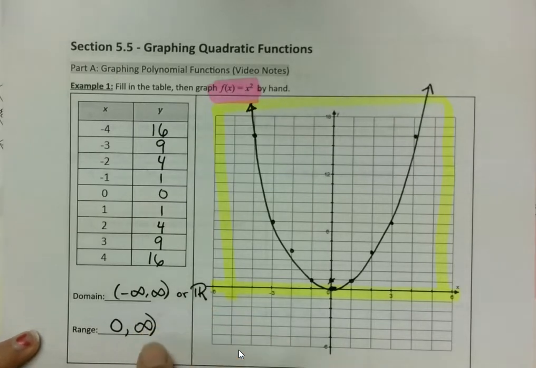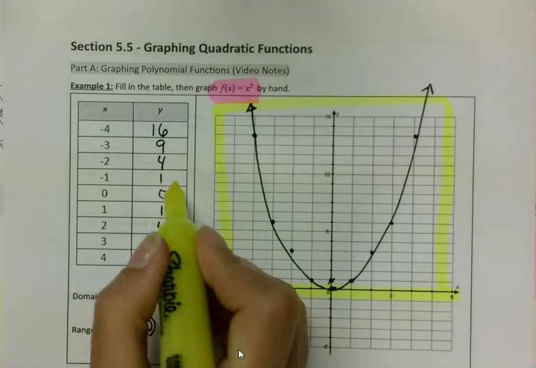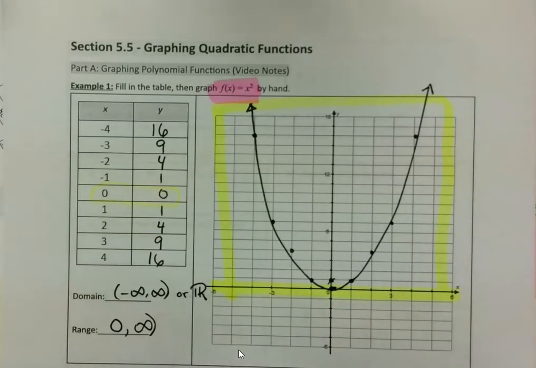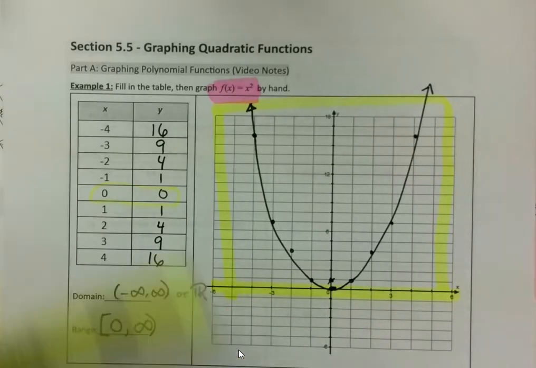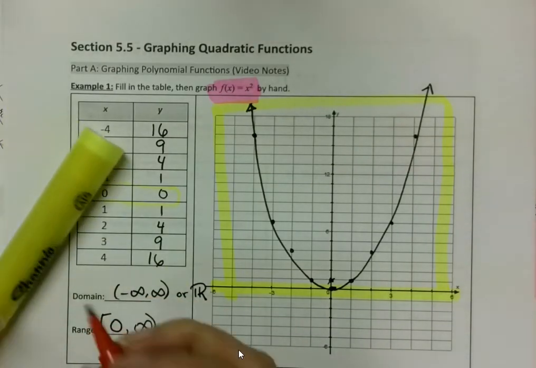infinity. We always have a parenthesis around the infinity because it's not achievable. It's an idea, not an actual number. 0, though, is actually included. You can see 0, 0 right there as one of your ordered pairs. It is included as a y value, so it needs to have a bracket to indicate that that y value is included.